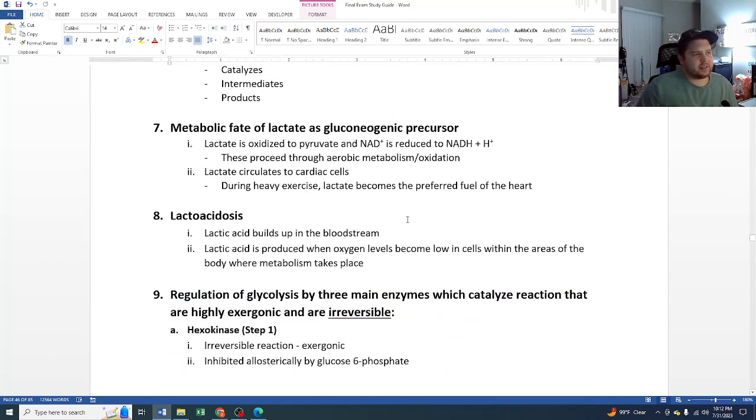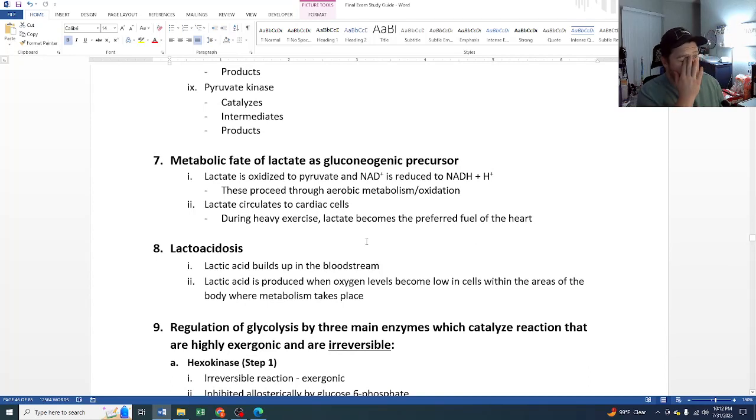The metabolic fate of lactate as a gluconeogenic precursor. So lactate, or lactic acid, is oxidized to pyruvate, and NAD plus is reduced to NADH and H plus. These proceed through aerobic metabolism or oxidation. Lactate circulates to cardiac cells. During heavy exercise, lactate becomes the preferred fuel of the heart.